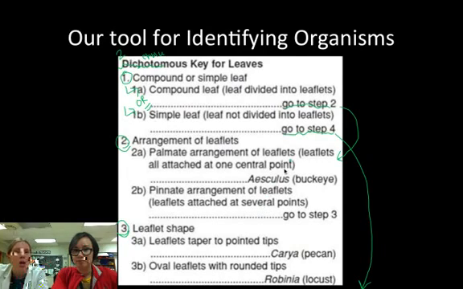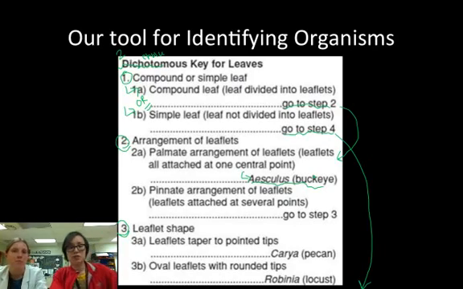So for example, let's say that my leaf had a compound leaf, so I go to step 2, and then let's say that all the leaflets were attached at one central point. Okay? If that's the case, I don't see a direction here. What I see is a name. I see a scullus or buckeye. That's right. And so we've identified that particular leaf.